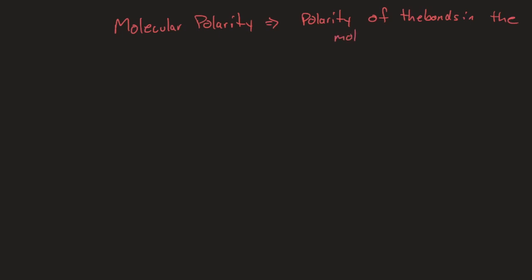If we want to think about molecular polarity, or what the molecular dipole moment might be like, we have to consider two different things. So molecular polarity depends on both the polarity of the bonds in the molecule and the molecular shape.